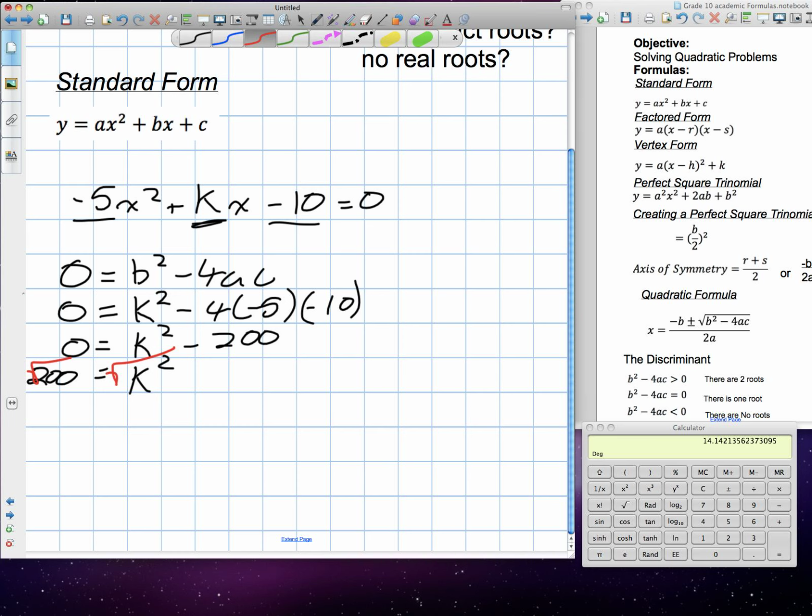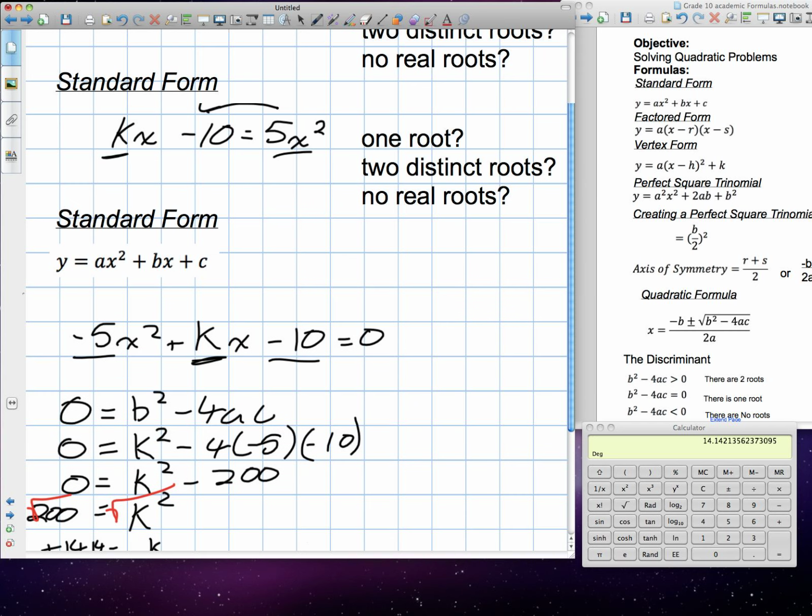But is there only one answer when I square root 200? I have plus or minus 14.14. So there are 2 values of k. If it was either positive 14.14 or negative 14.14, that's all rounded, we would have 1 root in this question. Now, that was only for the first one. That was for one root.